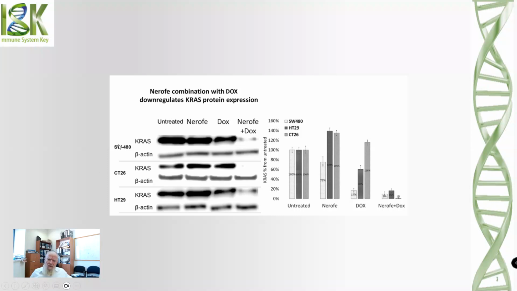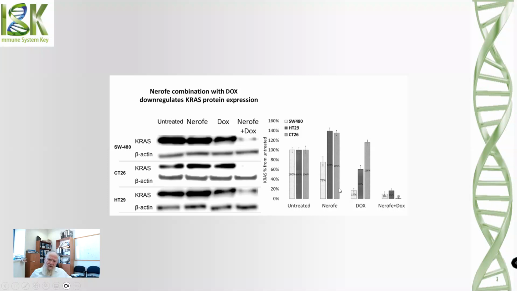So we looked at SW480. Here's the level of KRAS: untreated group, Nerofe, Doxo. Together there is almost complete elimination. CT26, the same story. HT29, the same story.